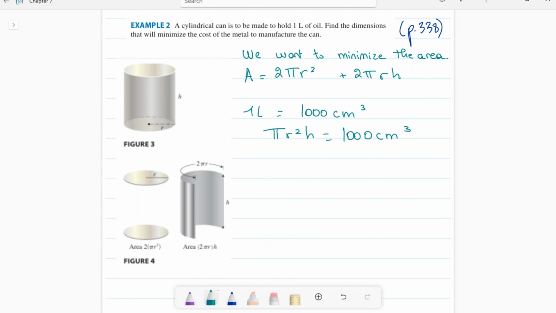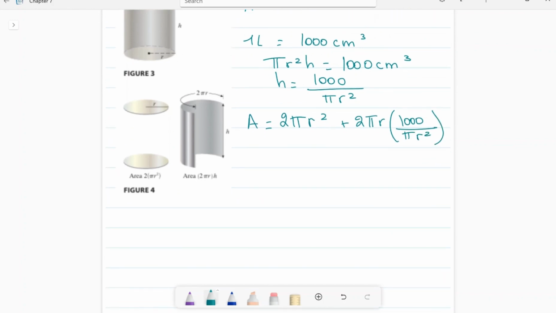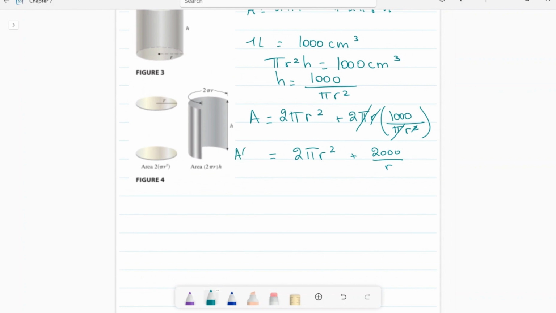Now we can solve for one variable in terms of the other. Maybe in this case it's easier to solve for h in terms of r. So h is equal to 1000 divided by pi r squared. Now we plug this into A, so we get A equals 2 pi r squared plus 2 pi r times 1000 divided by pi r squared. Overall, this gives us 2 pi r squared plus 2000 divided by r. So now we can actually write this as A of r because A is only in terms of r in here.